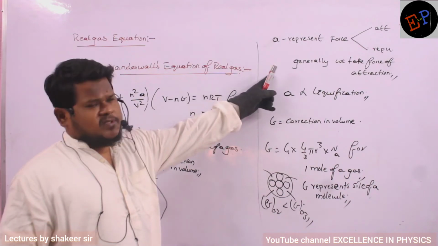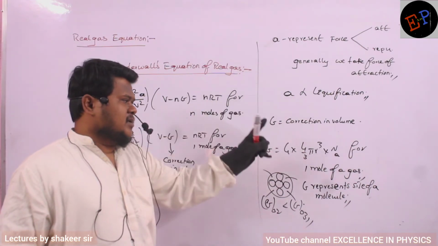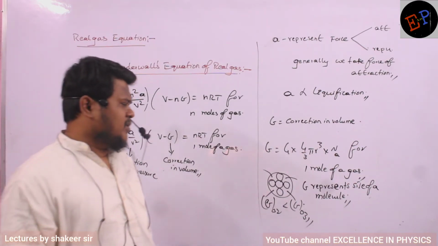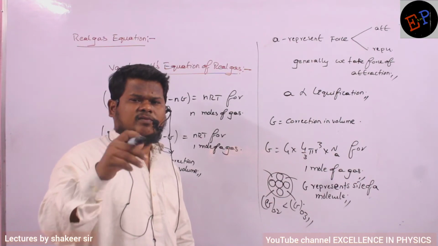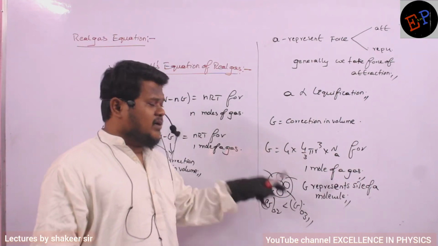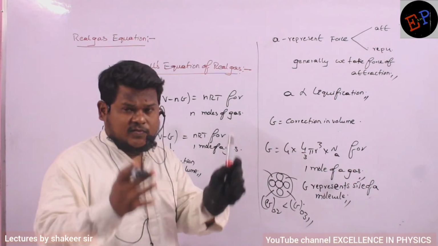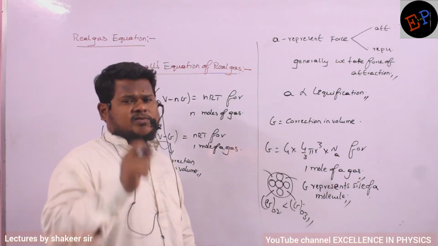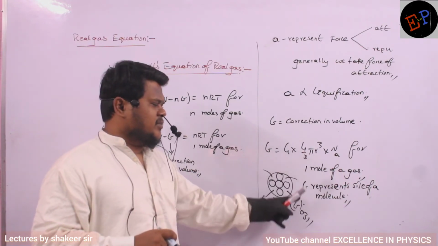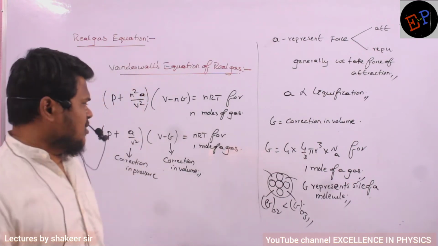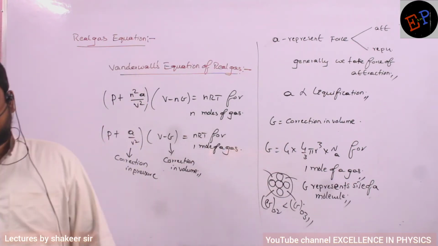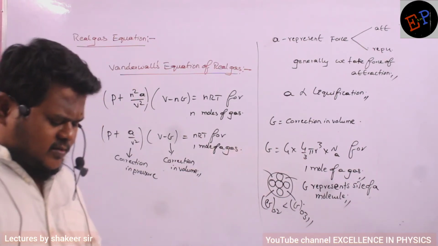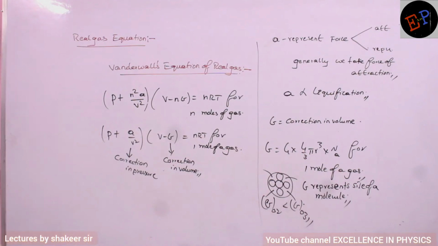So a represents forces which are responsible for change in pressure. b represents the correction in volume, and this is because of the volume of the gas molecules. Clear now? In ideal gases, the volume of the gas molecules is negligible, we don't consider it. But in real gases, when the volume of the container is very small, or the number of gas molecules is very large, then the size of the molecules also we have to consider. So the correction term b depends on the volume of the gas molecules. So this equation is called the Van der Waals equation for real gases. Make a note up to here. We will have some cases related to this one.